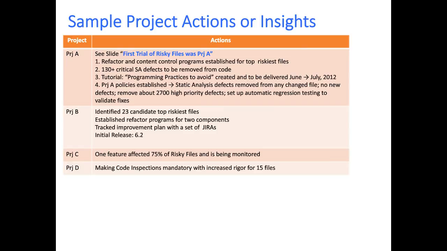Project B identified 23 candidate top risky files, established a refactoring program for two of the components, and tracked an improvement plan with a set of JIRAs. And so forth. So these are some of the examples of the actions taken.